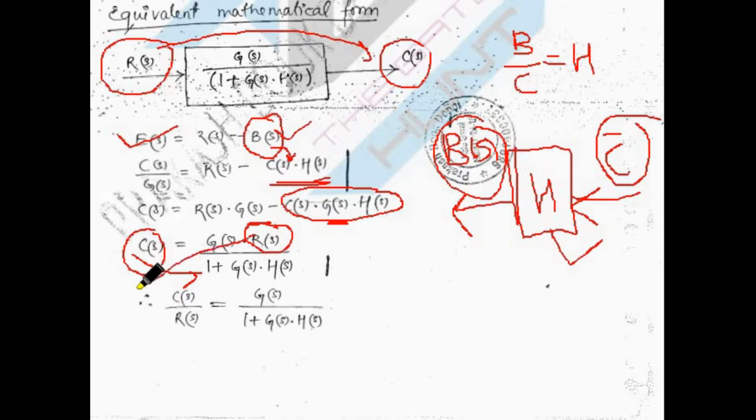So now I am transferring this R of s towards the left-hand side. Okay, so this is your final equation for your closed loop control system, that is nothing but G of s divided by 1 plus G of s H of s. Okay, so now we'll move towards another system, right?